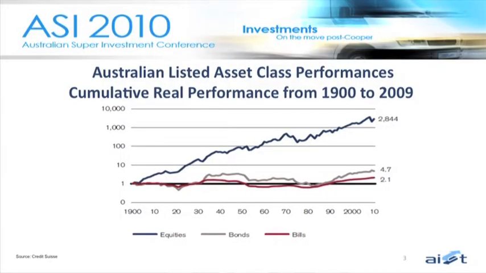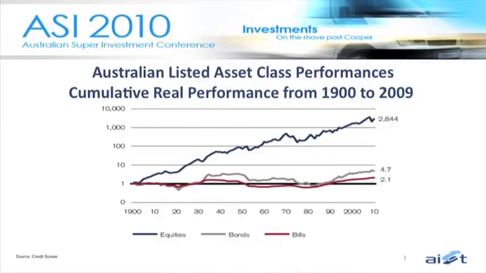This graph here goes back to the year 1900 and it's real returns from equities, bonds and cash. Over that period of time, equities have increased by a factor of 2,844. Over the same time, bonds have increased by a factor of only 4.7, and cash has returned by a factor of only 2.1. Now, I don't know about you, but when I first saw that graph and those numbers, I was quite amazed, and I guess that's what the power of compounding is all about.